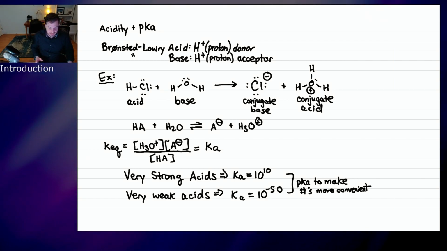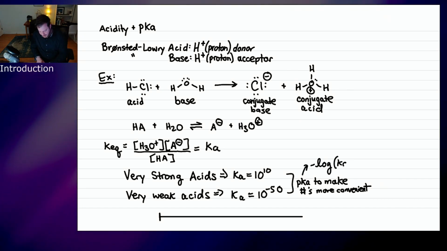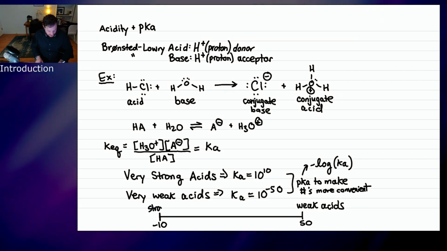And so the pKa scale looks kind of like a line. Remember, P means the negative log of Ka. So if you took the negative log of this number, you would get negative 10. And if you took the negative log of this number, you would get 50. So the pKa table roughly spans from negative 10 to positive 50. Very weak acids are here at the top, and very strong acids are here at the bottom.